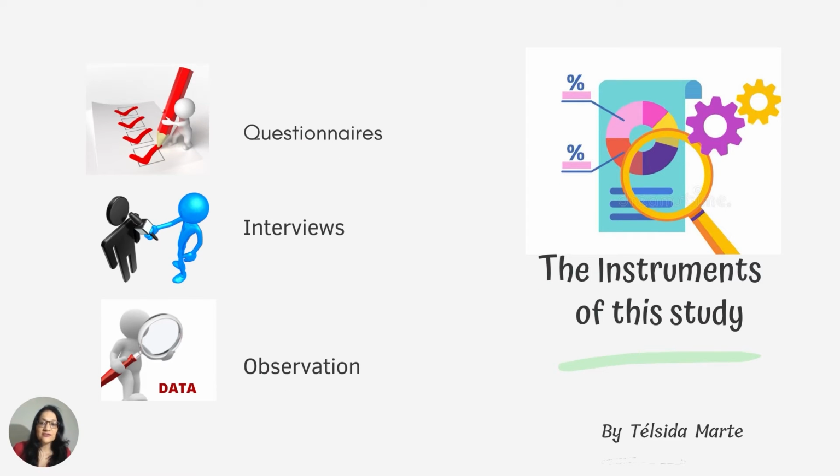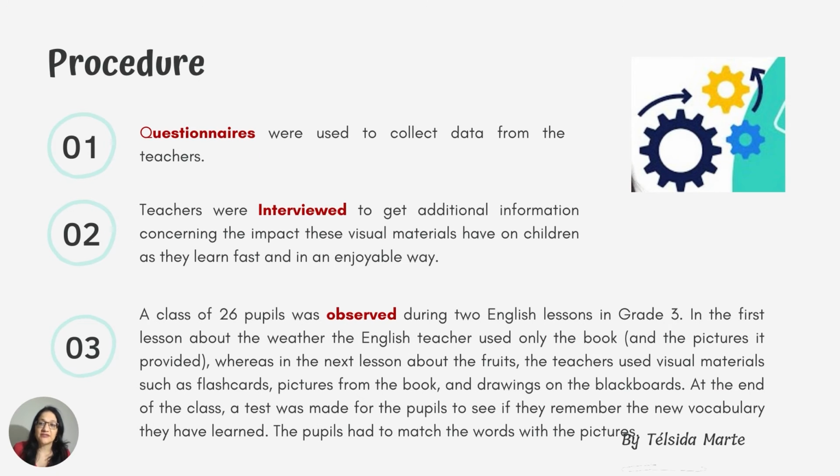The instruments for the study were questionnaires, interviews, and observation. Questionnaires were used to collect data from the teachers. The teachers gave information about the extent they used visual materials in the classrooms, what their main sources of the visual materials were, and what attitude they had towards them. Also, teachers were interviewed to get additional information concerning the impact these visual materials have on children as they learn fast and in an enjoyable way.